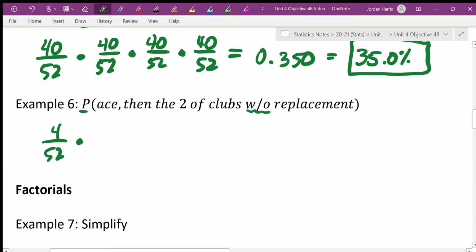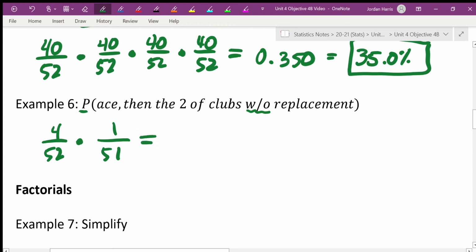The second card, though, I've drawn a card. So we don't know exactly what card it is, but we're going to assume it's an ace because that's the goal. That's the thing we're trying to calculate. So we're going to assume I drew an ace. So I set it aside. Well, now I only have 51 cards in the deck. I didn't put it back. And I want the next card to be specifically the 2 of clubs. There is only 1 2 of clubs in the deck.